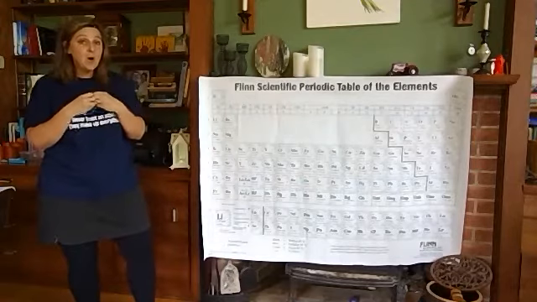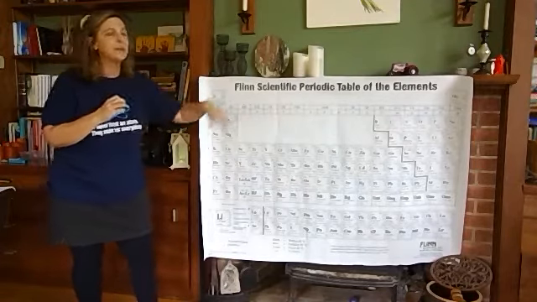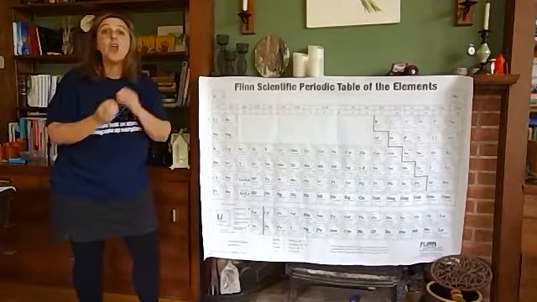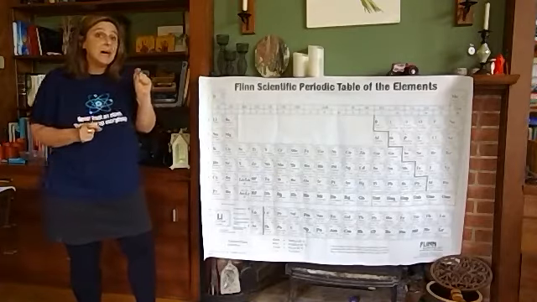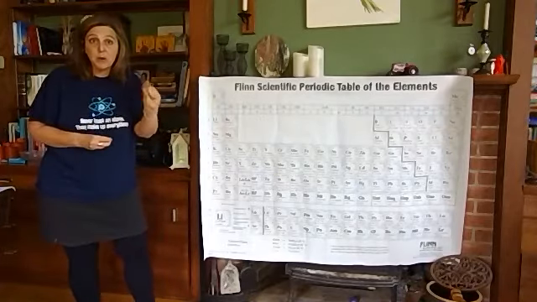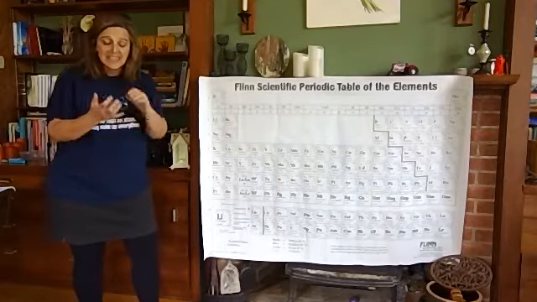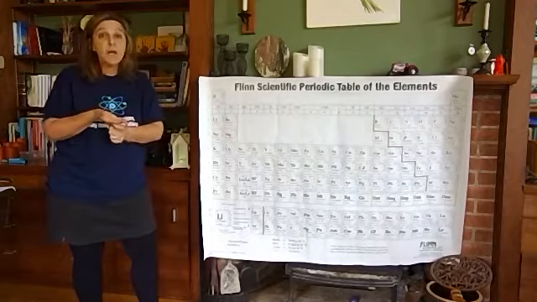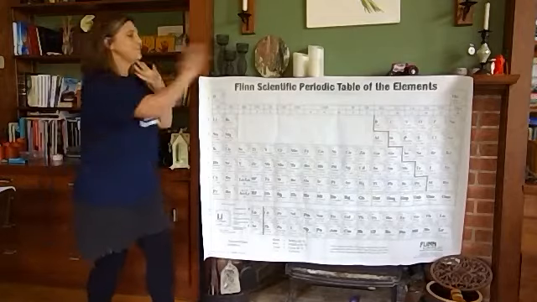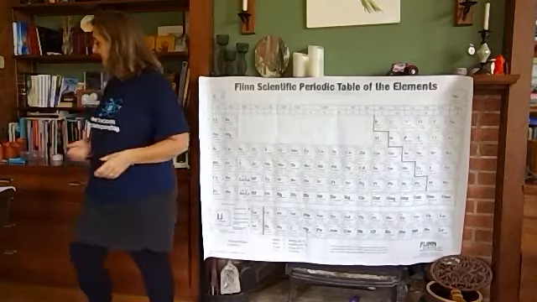Nowadays, we know that we arrange the periodic table by the atomic number. And the atomic number is the number of protons in the atom. The atomic mass is the weight of the protons plus the neutrons. Okay, so here's his periodic table.